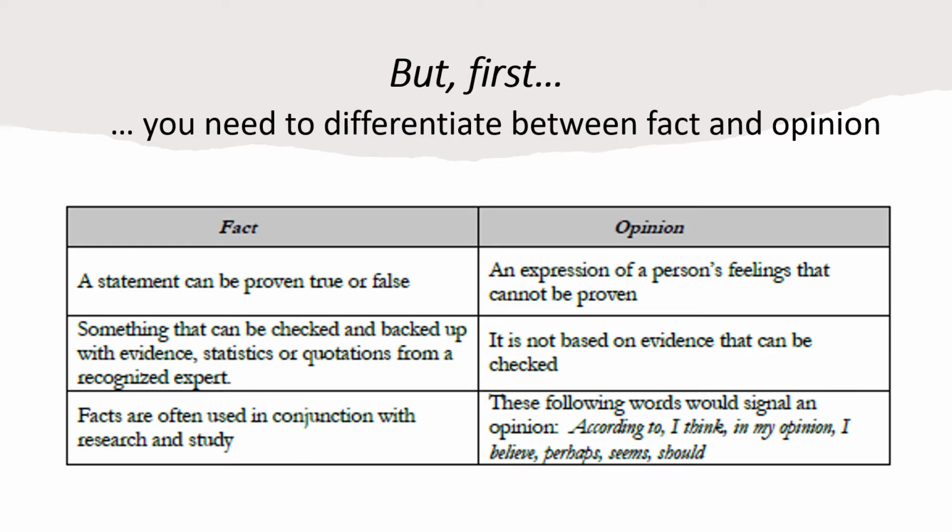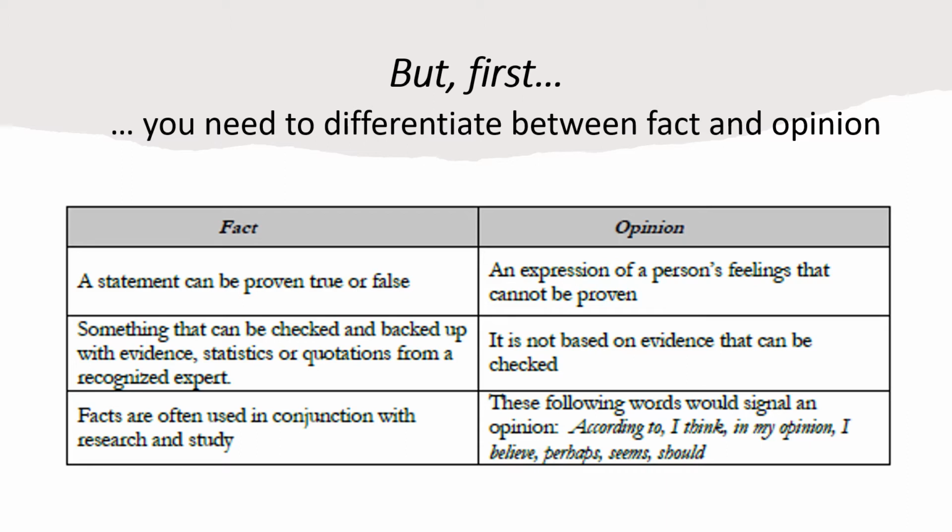Okay, fact is a statement that can be proven true or false based on evidence, statistics, or research. So usually facts can easily be found on the internet. We can easily know whether it is true or false, and it is more of objective facts. But opinion is more subjective, and it is an expression of a person's feelings, emotions, thoughts, and ideas. It is not based on evidence.